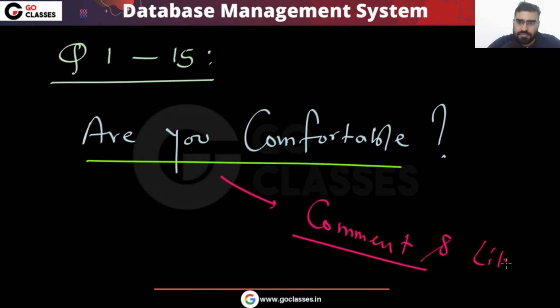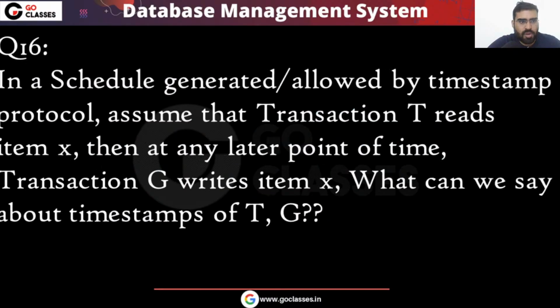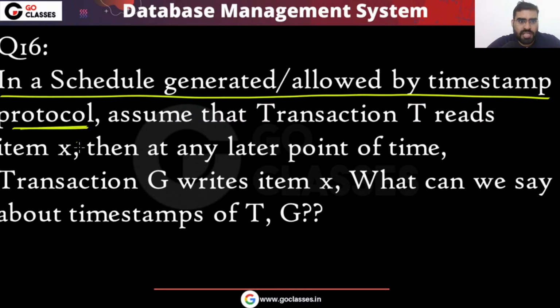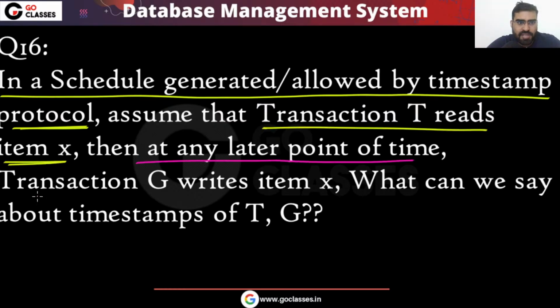Now let's move on. Now let's see question number 16. Please tell me the answer for this one. There is a schedule which is generated, allowed by the timestamp protocol. Assume that transaction T reads item X. At some later point of time, transaction G writes item X. What can you say about the timestamp of T and G?